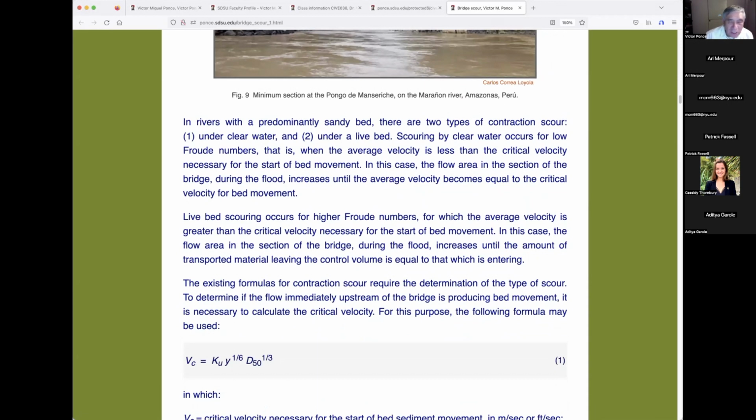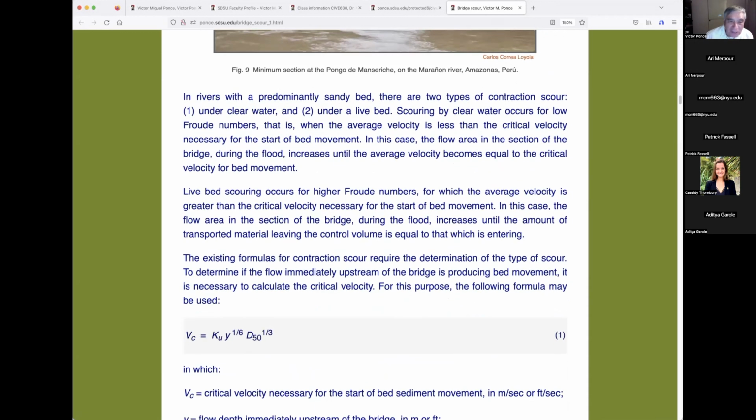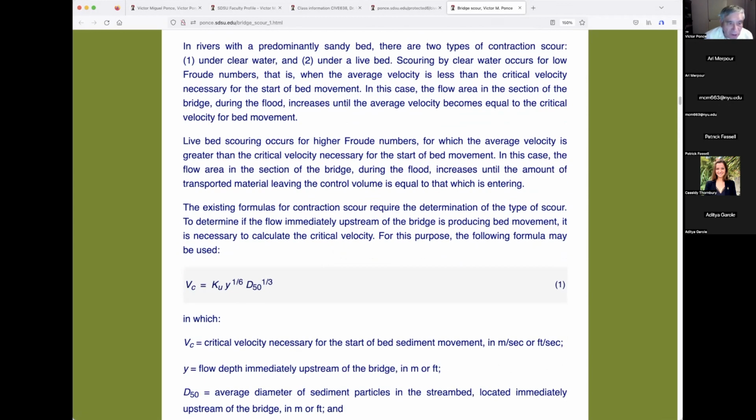Here we again referred back to the issue of clear water versus live bed. I think we already covered the ground extensively, even though it's not 100% clear exactly what our friends from the Federal Highway Administration mean when they say that. But there are formulas. There's a formula for live bed scour under clear water, and another formula for live bed scour. And that's what we're going to look at, the formulas, hopefully today or the next time we meet.